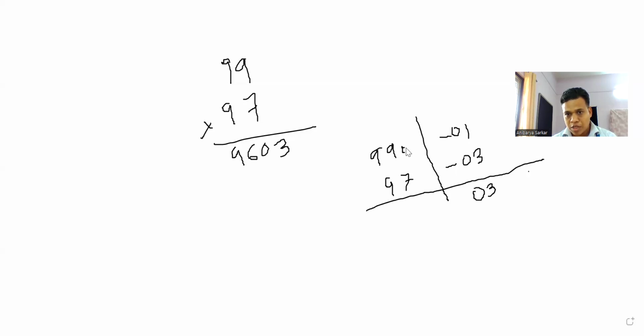Now we do cross multiplication. Not cross multiplication, cross subtraction. So 99 subtract minus 3, or 97 subtract minus 1. In both cases, we will get 96. So the answer is 9603.